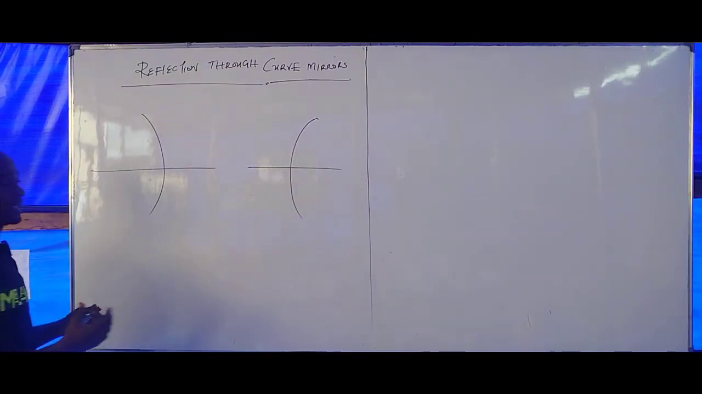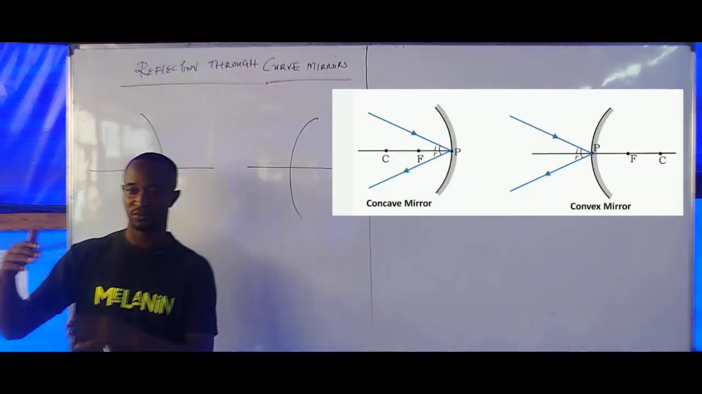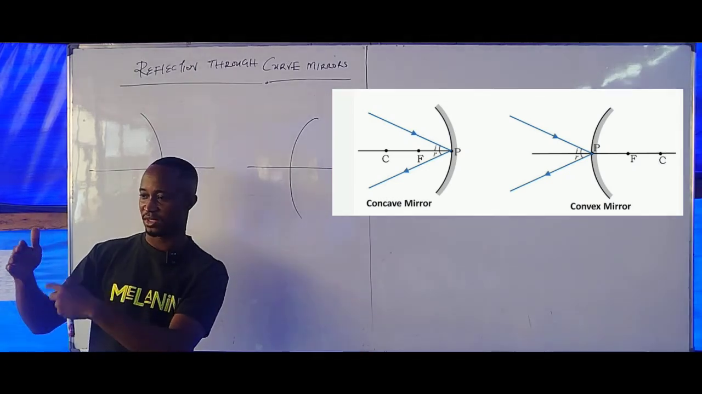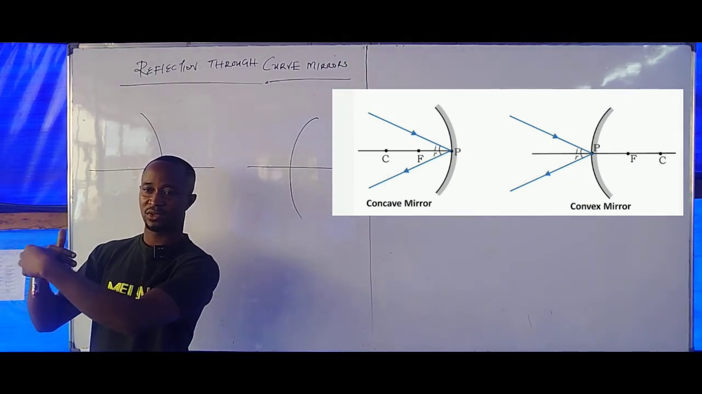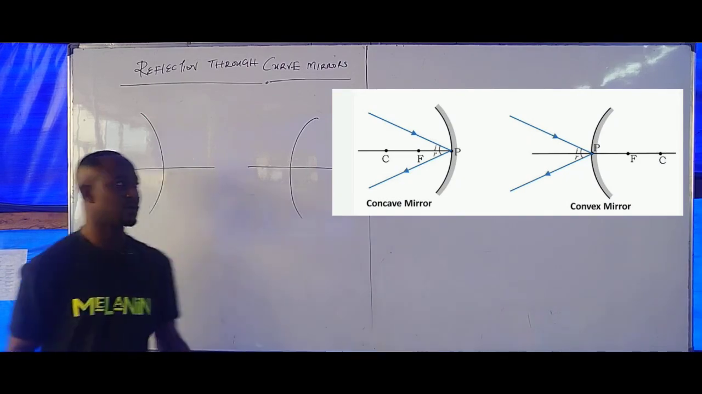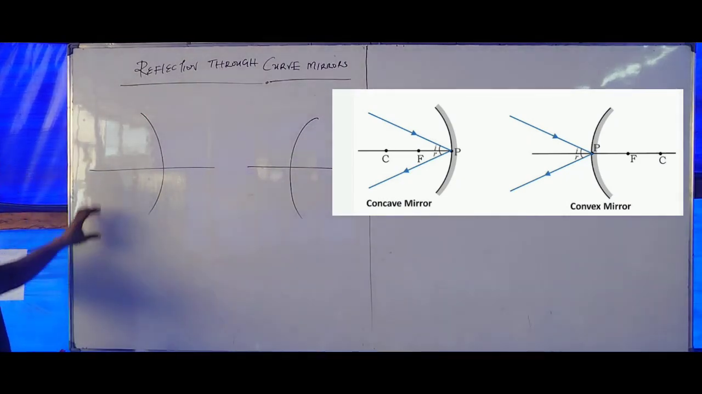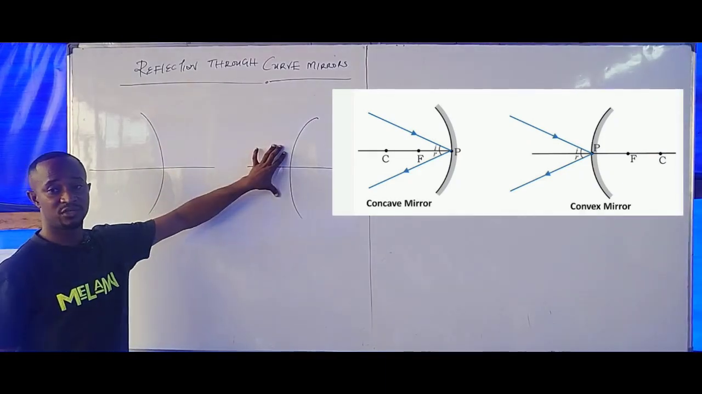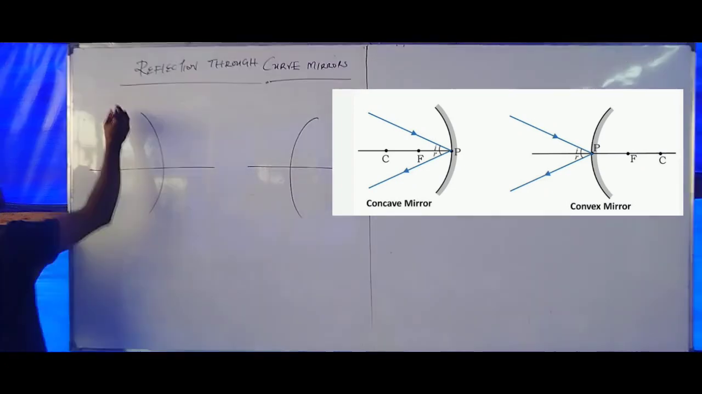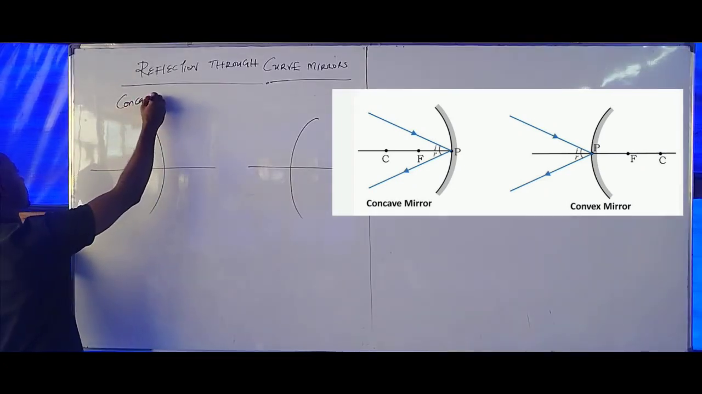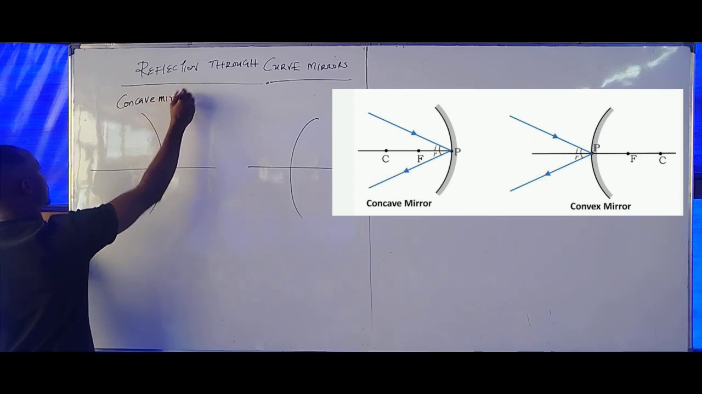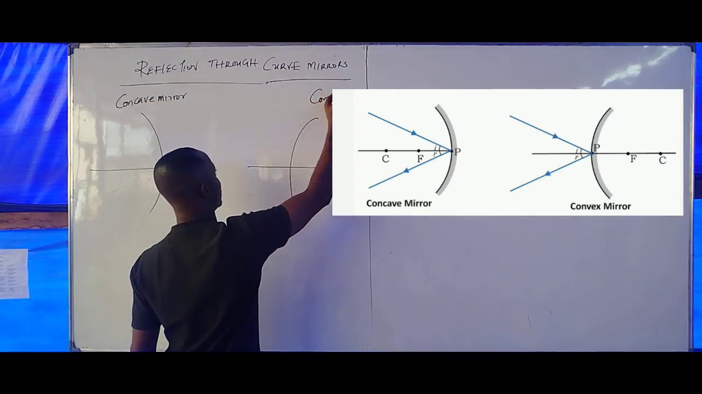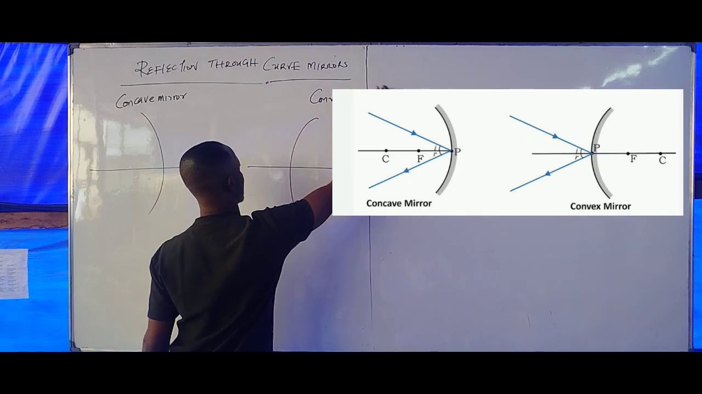The concave is just like a spoon: the inside of that spoon is called the concave, while the outside is called the convex. So let's imagine it that way. This is the inside of a spoon, and this is the outside of a spoon. So this is called the concave mirror, and this is called the convex mirror. Are you following?